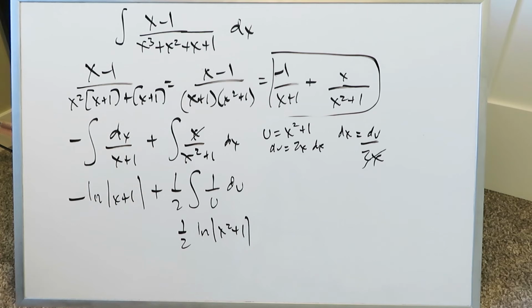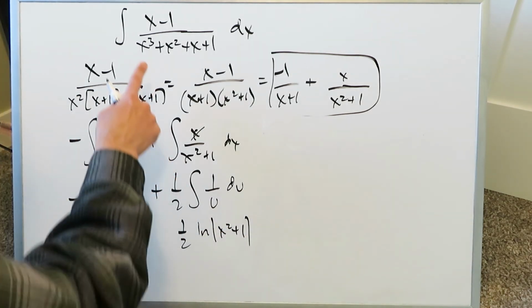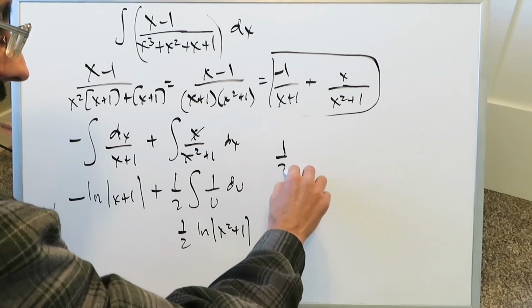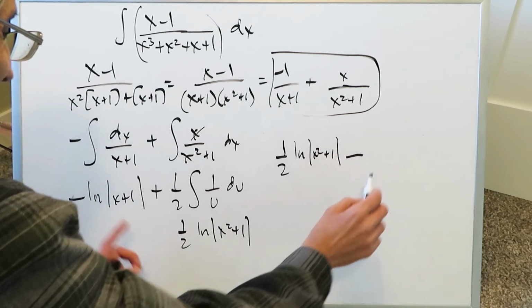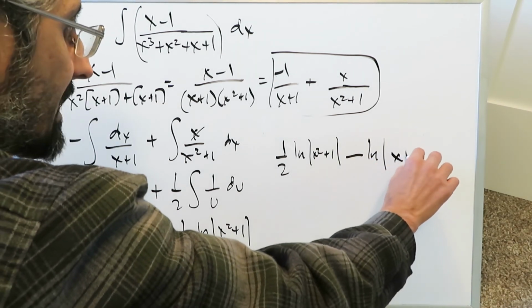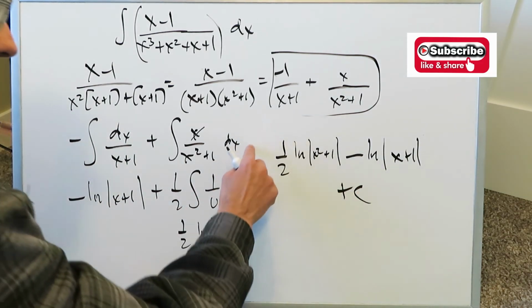So we have everything here placed for our final answer, which I'll put for you right here in a very clean manner. The antiderivative of this rational function, as you see over here, is this, and we'll put it in a good proper order. 1 over 2 natural log x squared plus 1 minus natural log x plus 1 plus c. That right there is the antiderivative, and it looks good to me, and it should be right.